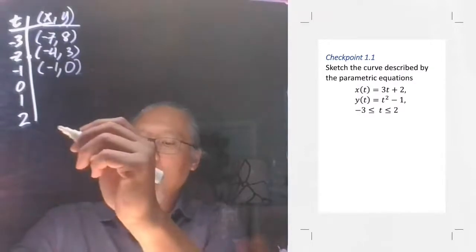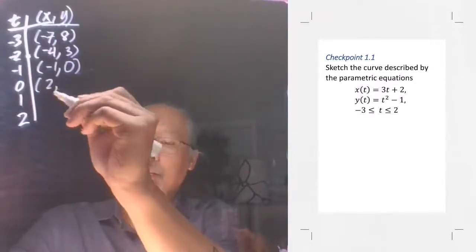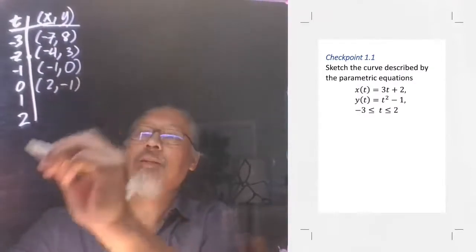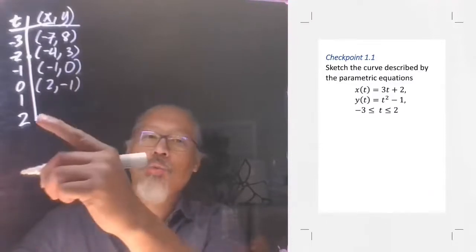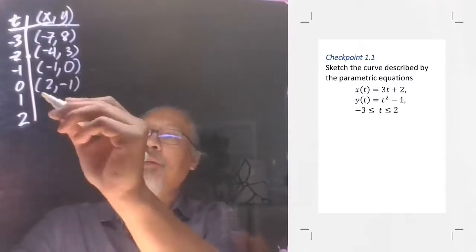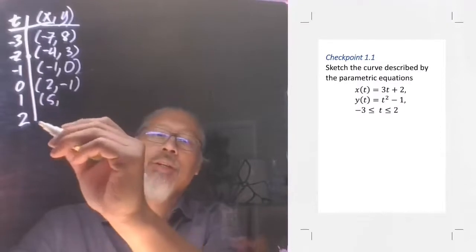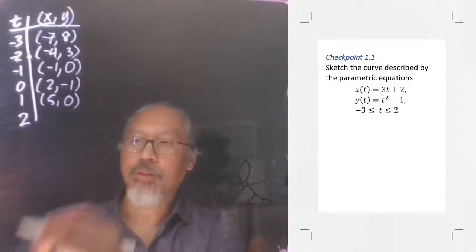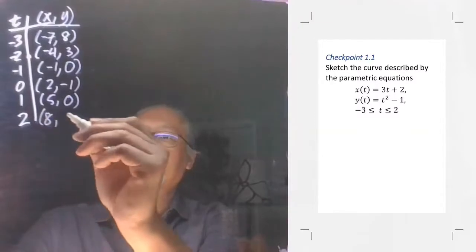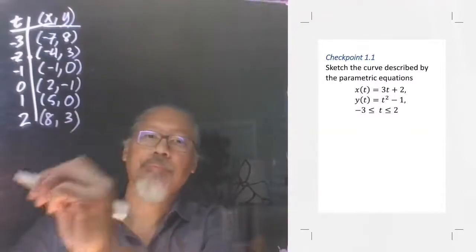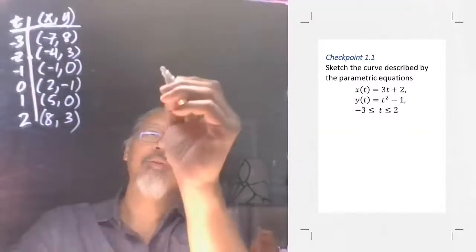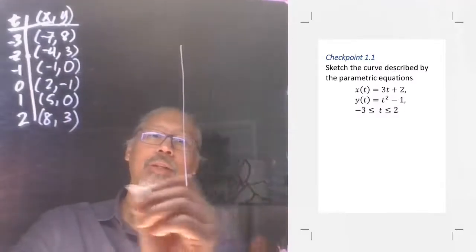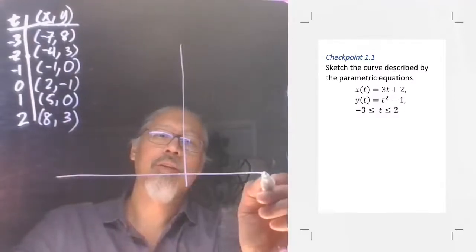And we keep going with this. For t equals 0, we're going to get 2, negative 1. For 1, we're going to get 3 plus 2 is 5, and again 0. And then when we put 2 in there, we're going to get 8 comma 3. All right, we have a set of points, and let's try to graph it.